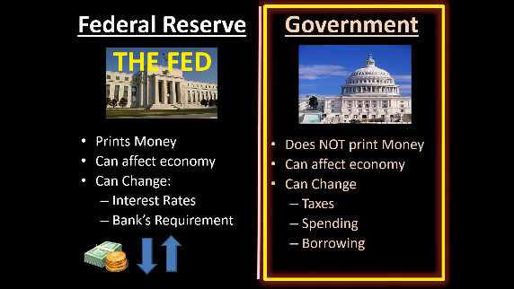The government does not print money. That's the Federal Reserve, a quasi-government institution. But the government also can affect the economy. The way that they can make changes to the economy and speed it up or slow it down, stimulate it or stall it, is through taxing, through government spending, and government borrowing. Today we'll talk about those three and how the government affects the economy, as well as the Federal Reserve we talked about before.